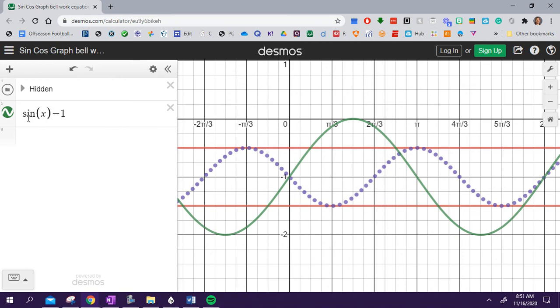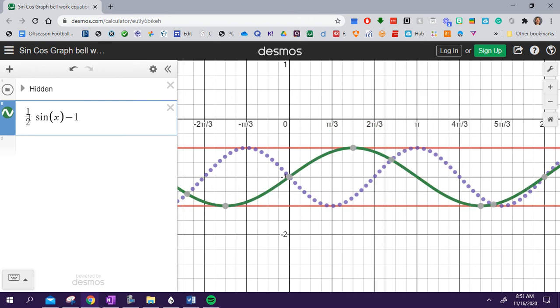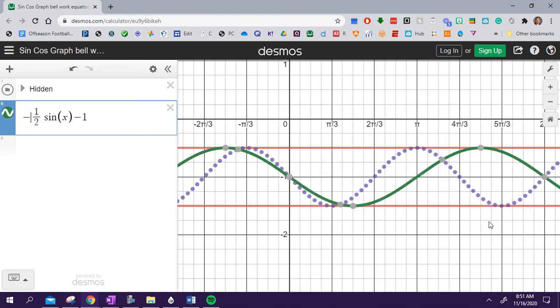Megan K, what else do I need to do? 1/2 in front of the sine. We got to change our amplitude. Cool, now we're between those red lines. Okay. Kate, what's something else I need to do? Flip it. Put a negative in front because I got it to match there. All right, cool. We're getting closer.